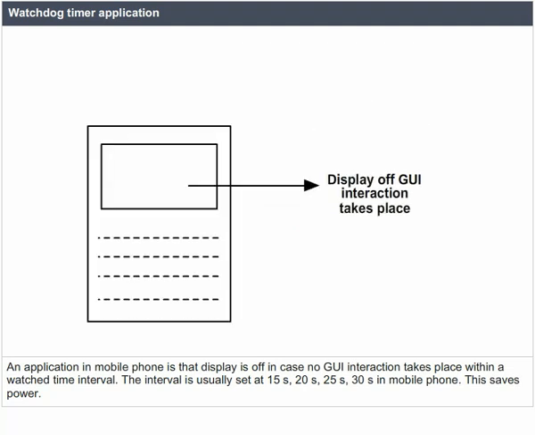Watchdog timer application. An application in a mobile phone is that the display is turned off in case no GUI interaction takes place within a watch time interval. The interval is usually set at 15 seconds, 20 seconds, 25 seconds or 30 seconds in a mobile phone. This saves power.